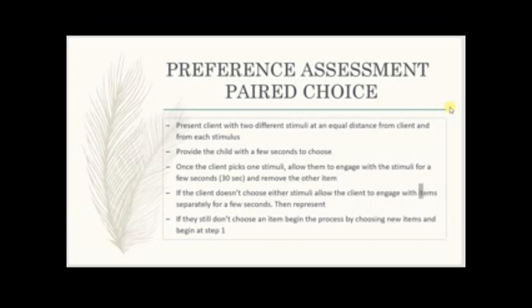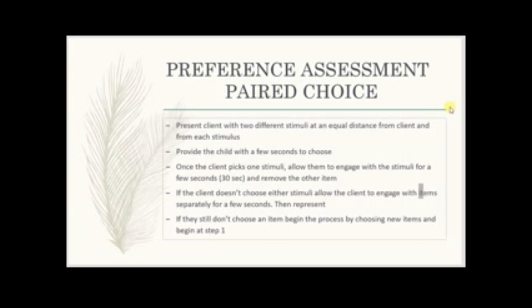If the child doesn't choose either one, you allow the client to engage with the items separately for a few seconds. Let's say I have the ball and the Play-Doh and the child doesn't pick any when I say choose one or pick one. I'm going to give the client the ball, see how long he plays with that, take it away, or he throws it because he's not really into it. Then I give the client the Play-Doh and see how long he engages, and he throws it because he's not into it. That's what you're going to do.